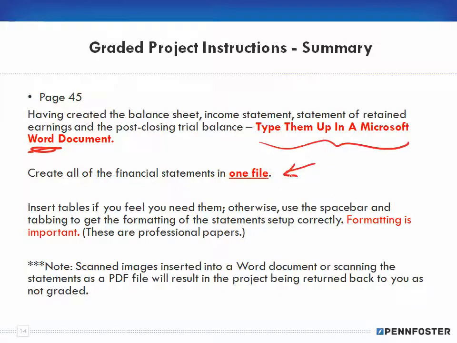Okay, in other words, if you use a Word document, there should be 4 pages in there. Okay, and on each page you're going to have 1 page for the balance sheet, 1 page for the income statement, 1 page for the statement of retained earnings, and 1 page for the post-closing trial balance. If you send separate files, 1 file for the balance sheet, 1 file for the income statement, and so on and so forth, the project is going to be returned to you. All right, and that's due to tracking purposes.